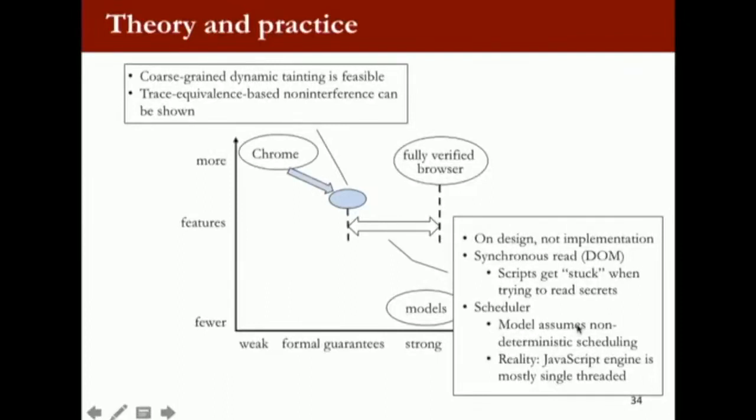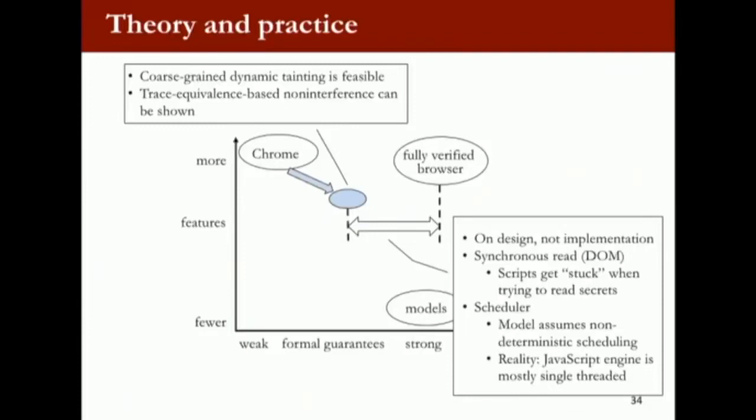If I just get you stuck, if I know the scheduler is deterministic, I know I'm getting stuck. Otherwise, if I have a non-deterministic scheduler, I could be thinking that the scheduler might have gone away to do something else. So the model assumes a non-deterministic scheduler. That's why we can prove the non-interference.